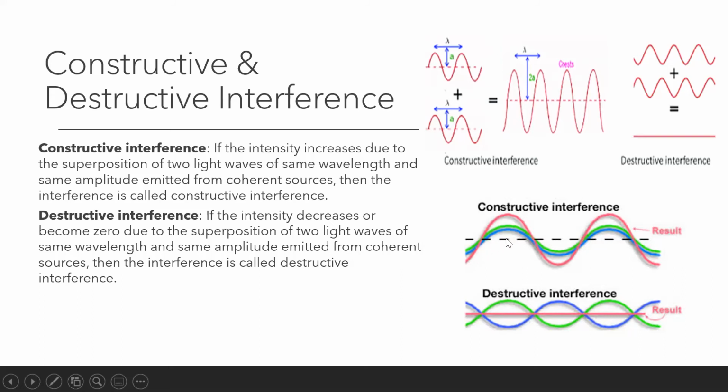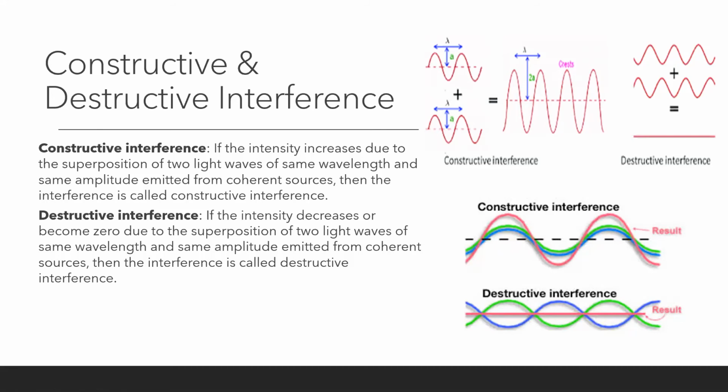Now look at this figure of constructive interference. Here, the blue and green show two waves which are moving in phase, which means the crest goes up together, the trough goes down together. So when they combine, when they superpose, the result is the red line, which is a wave of higher amplitude. Now, we know that the intensity of a wave is directly proportional to the amplitude squared. What is intensity? Amplitude square, I think.